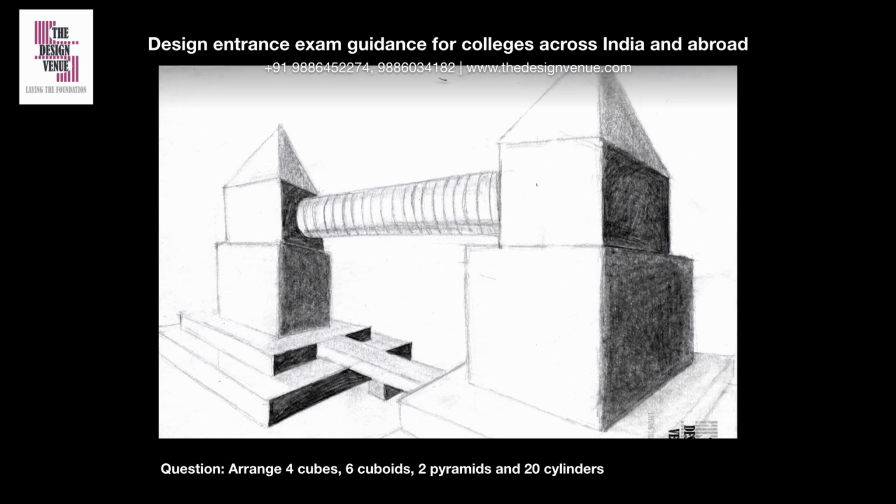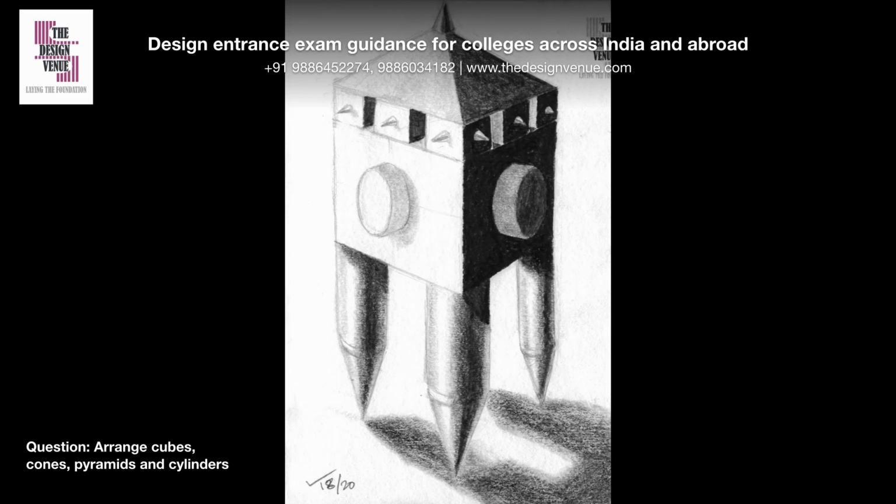In the next example, we had to arrange 4 cubes, 6 cuboids, 2 pyramids and 20 cylinders. Now, usually when you have a question like this, where there are a lot of basic forms to use, you can create a structure out of it. Like in this case, I made a bridge. The next composition again says to arrange basic forms. So here you can see that a tower has been constructed.